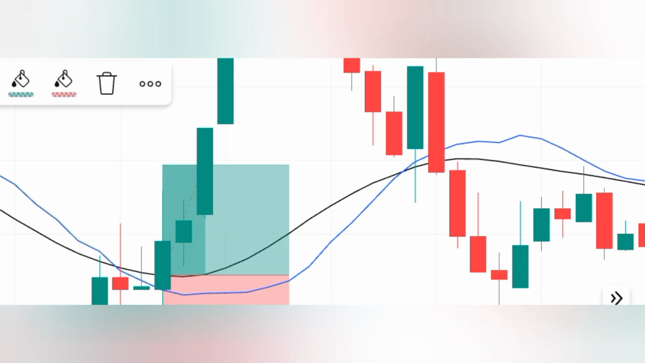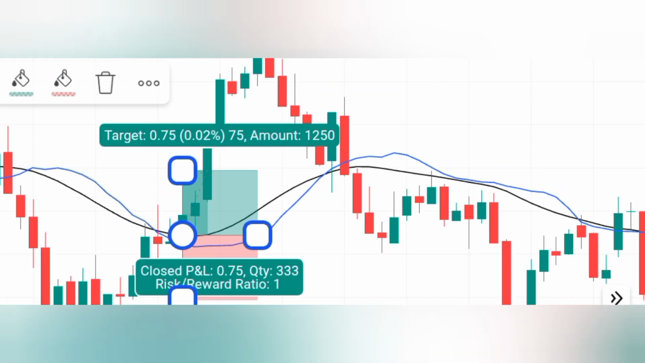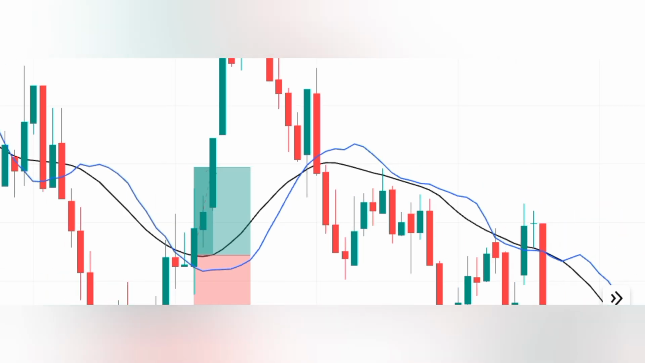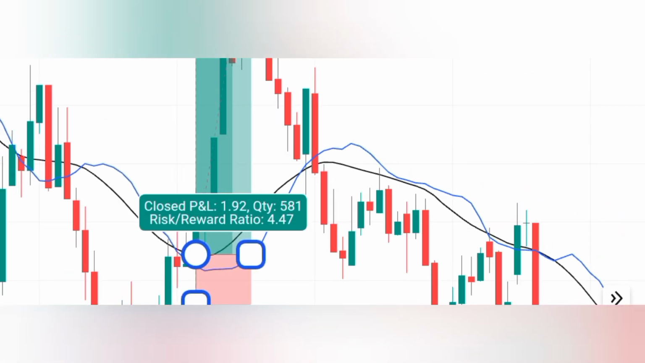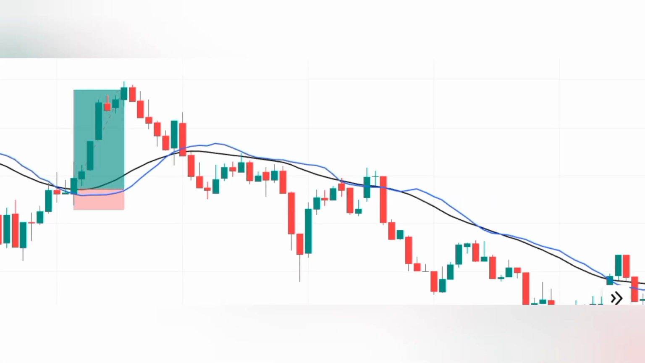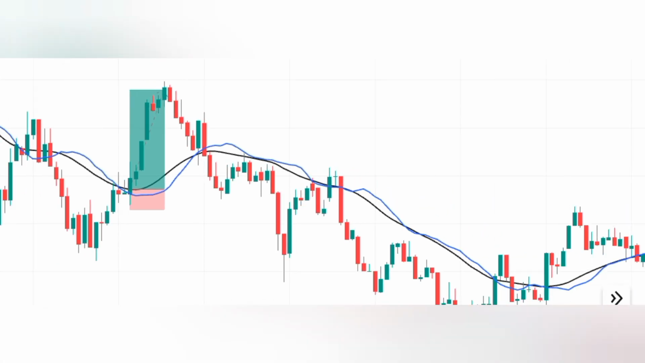So now here there was an entry right here. So now you always have to put your stop loss below this 20 moving average, and you target what you want to target right there. Okay, so now that's the first method that you can use to scalp on the 1 minute time frame.